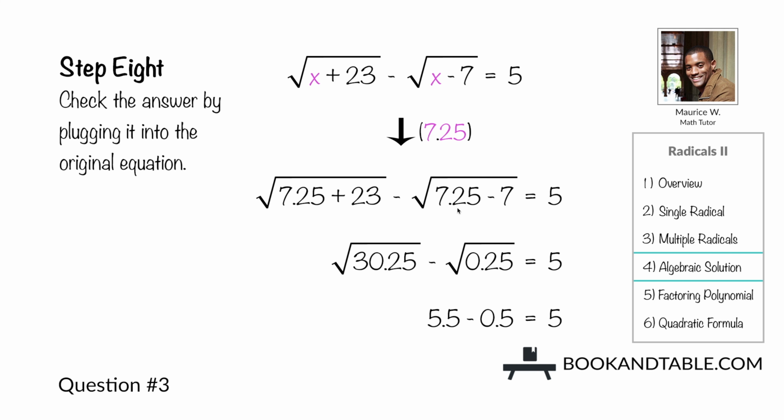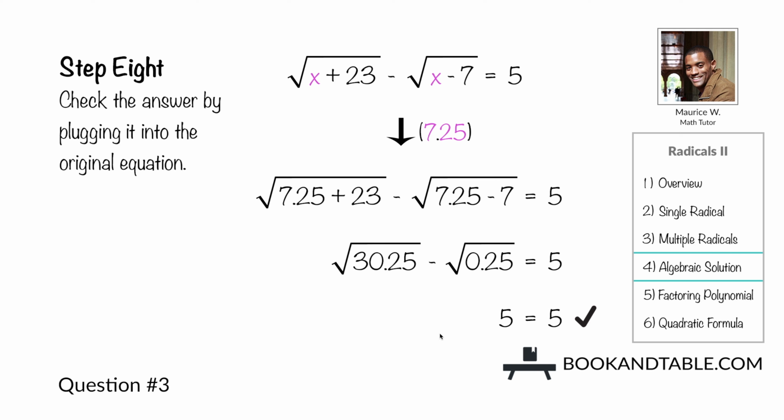And our second radical term, 7.25 minus 7, is the square root of 0.25. And the square root of 0.25 is 0.5. So we wind up with 5.5 minus 1/2, which is equal to 5. Confirming that the left side of the equation equals the right side, which means x is equal to 7.25.